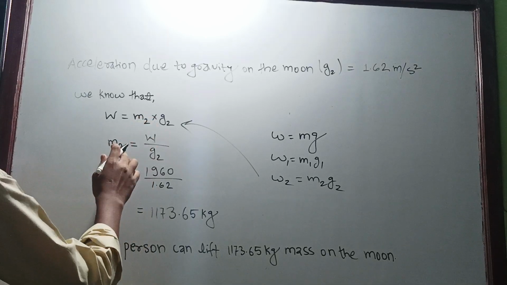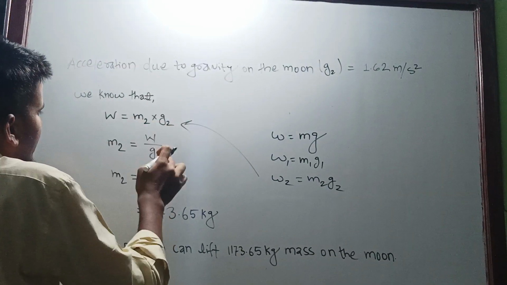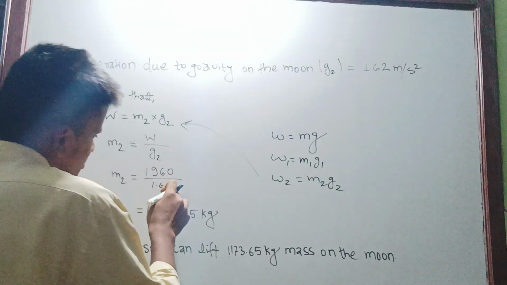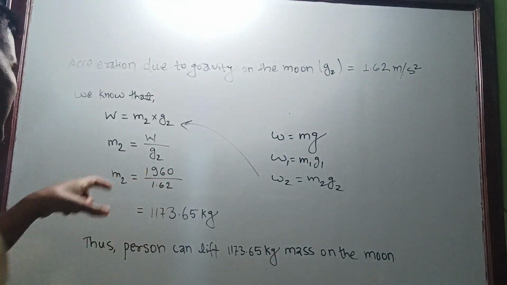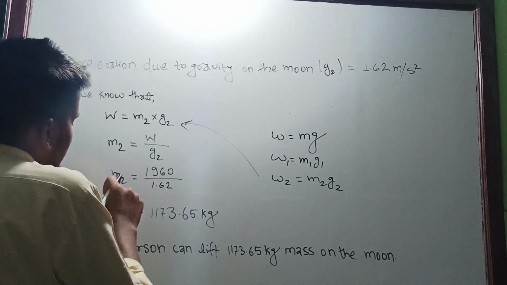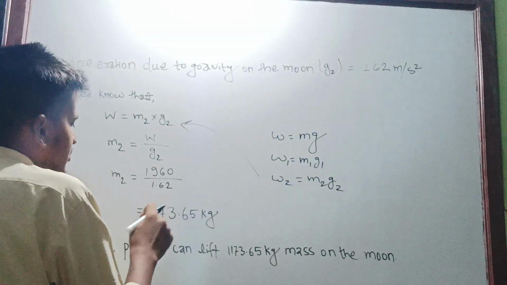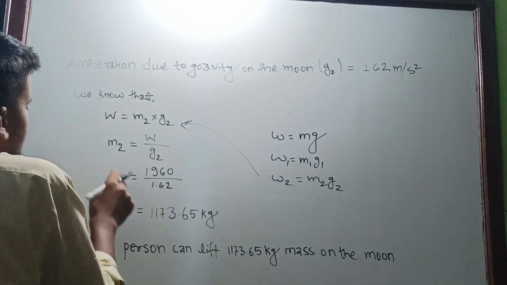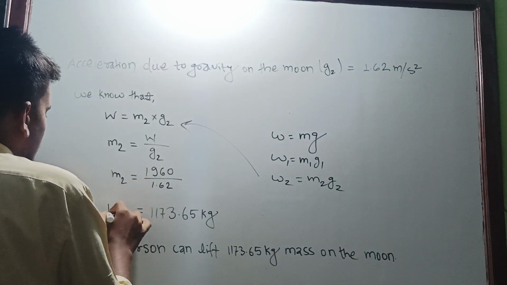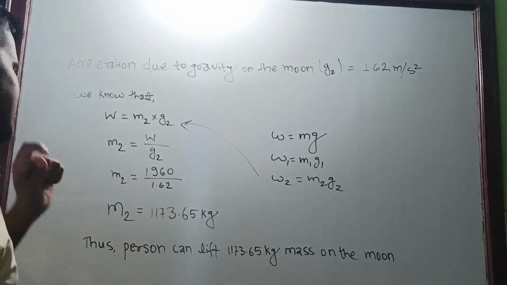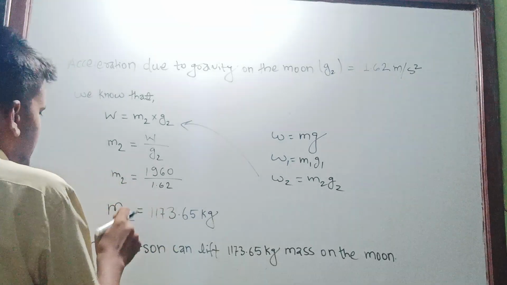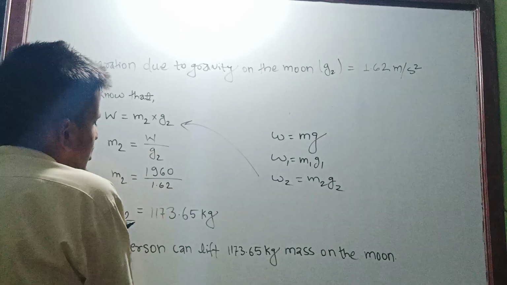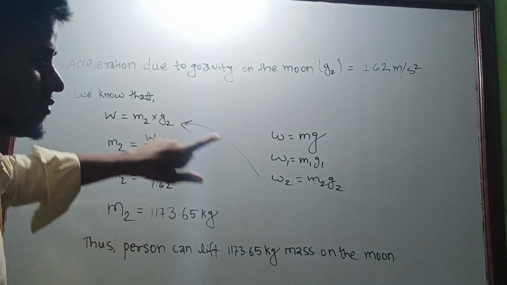So now m2 equals W by g2. So m2 equals 1960 by 1.62. No need to write the unit while calculating. After calculation, m2 equals 1173.65 kg. Why kg? Because this is m2, and mass is always in kg, but weight is always in Newton.